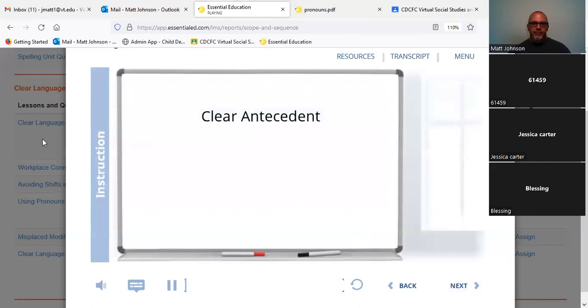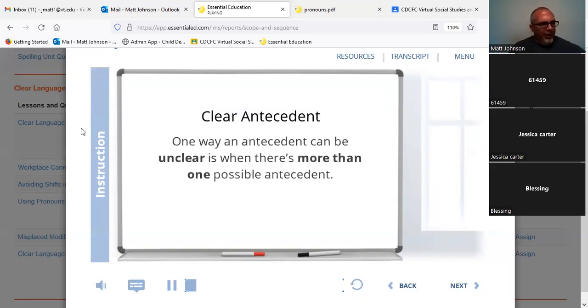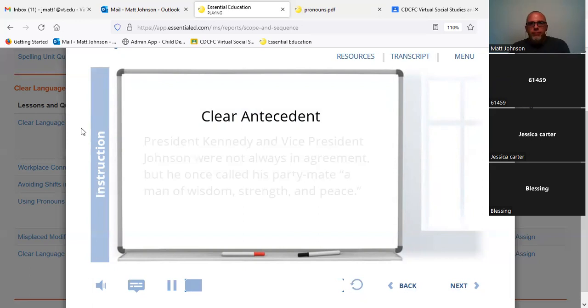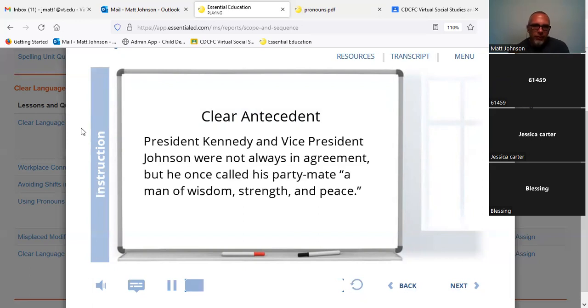There's one more thing to pay attention to, and that's whether it's clear to the reader what the pronoun is referring to. In other words, is the antecedent clear? One way an antecedent can be unclear is when there's more than one possible antecedent. Read this sentence. President Kennedy and Vice President Johnson were not always in agreement, but he once called his party mate a man of wisdom, strength, and peace.